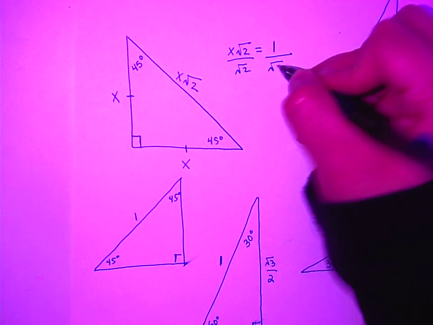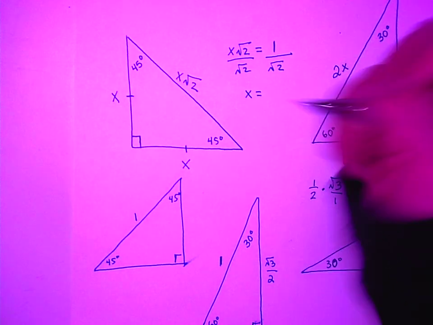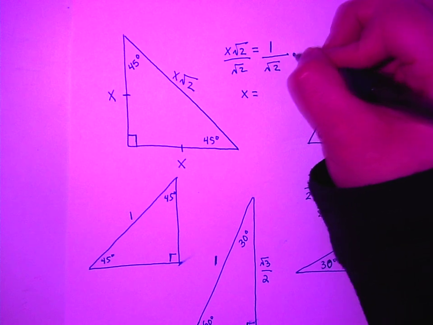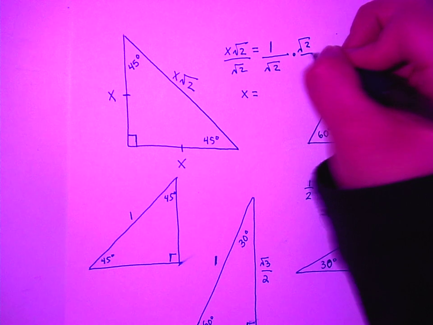Are you allowed to have a square root on the bottom of a fraction? No, stupidly. So how do I fix that? Anybody remember how to rationalize it? Multiply by the square root of 2 over the square root of 2.